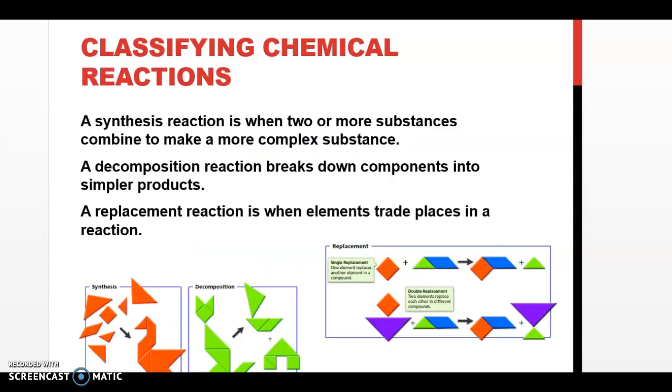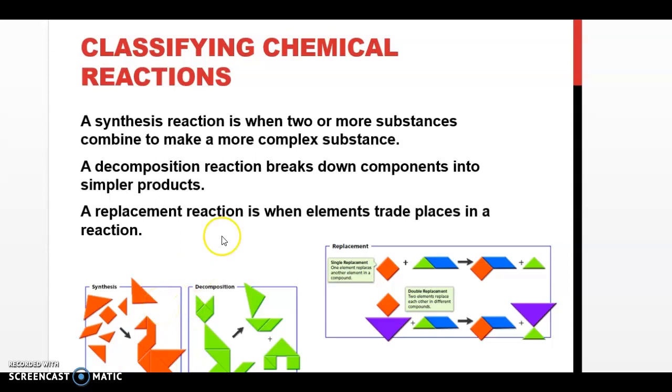Okay, so 3 different types of chemical reactions, 3 basic types of chemical reactions. I'm sure you'll get into bigger stuff as you get into high school and college chemistry, but we're just going to start with the basics. So synthesis reactions: I'm putting 2 or more substances together to make a more complex substance. So we're showing down here that I've got all these pieces that I'm going to make for origami, and I'm putting them together and I'm creating a swan. Okay, that's putting things together.